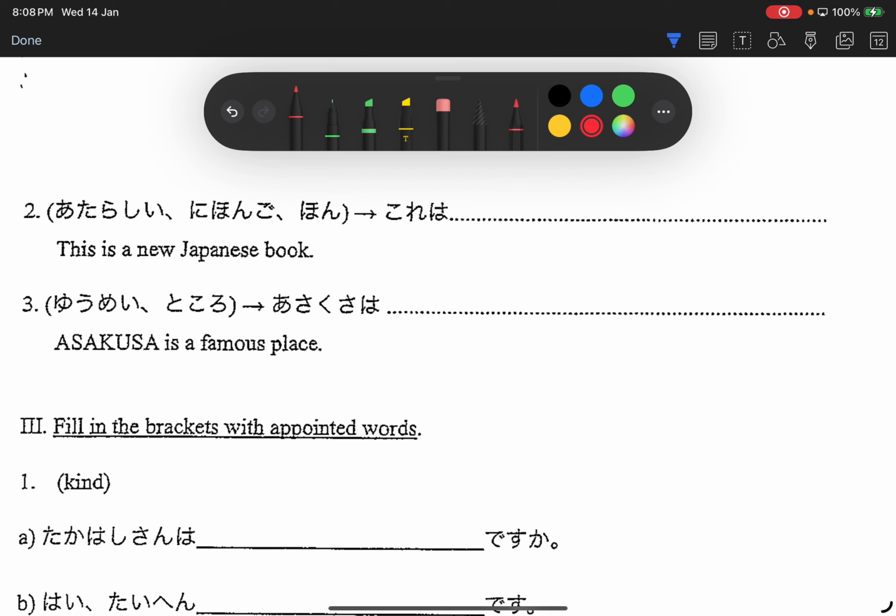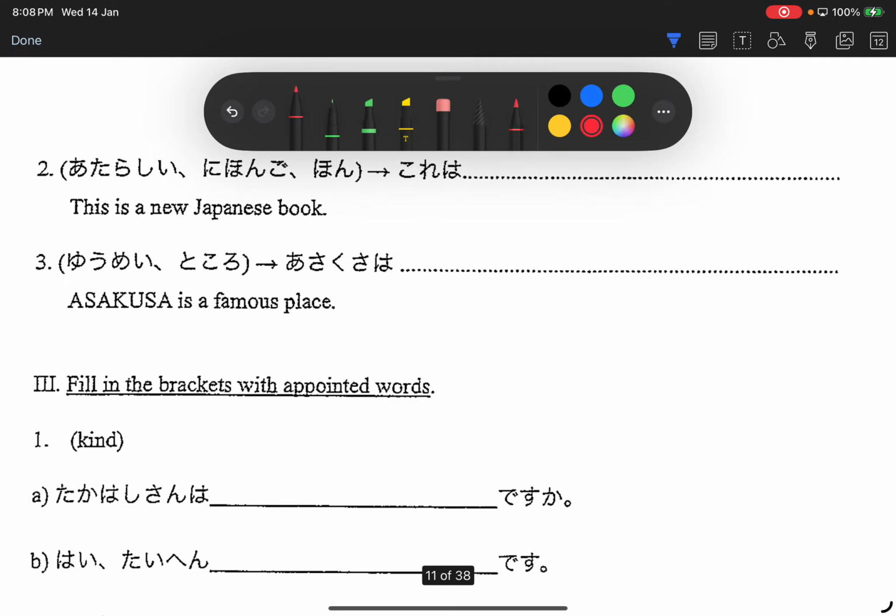その is immediately accompanied by a noun. Right, that's why we say その本. それ is accompanied by a subject particle は. それは. So that's the biggest difference. Okay? それは新しい, それは、じゃあ、just copy 啦。新しい日本語の本です。Okay, moving on, number 3.